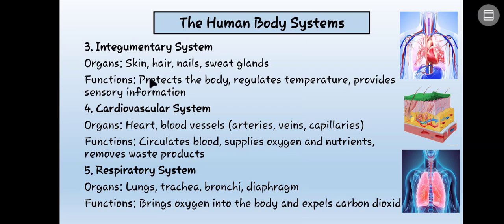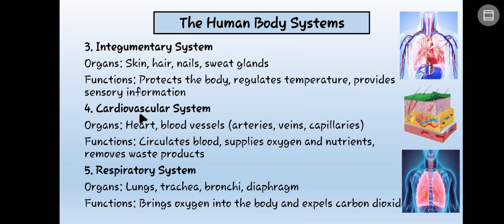Basically, the function of the integumentary system is to protect your body, because the skin is the largest organ in the body. It covers the entire outer structure of the human body. It protects the body and prevents microorganisms from entering the body. It's like the barrier between the internal body structures and the external environment. So the function of the integumentary system is to protect the body, regulate the body temperature, and provide sensory information. Good. We have the cardiovascular system.